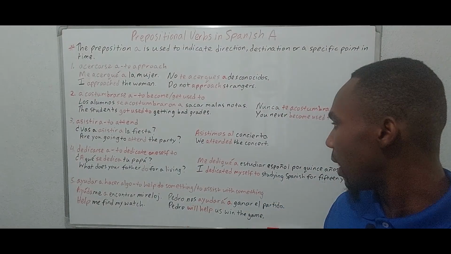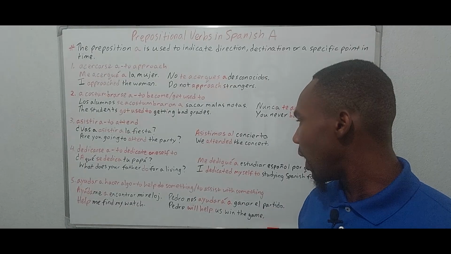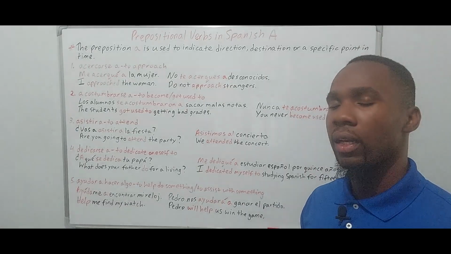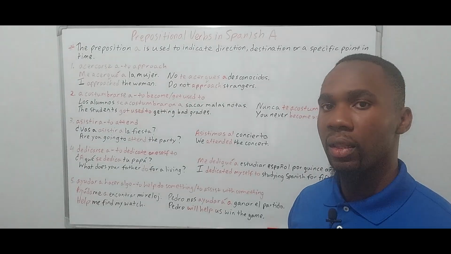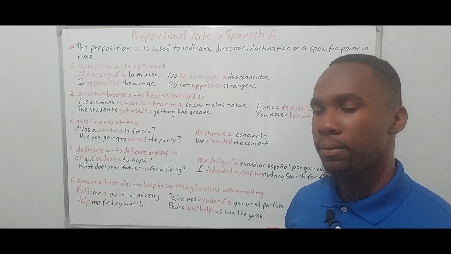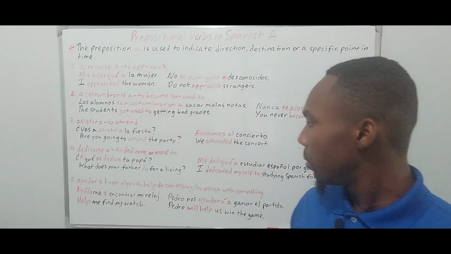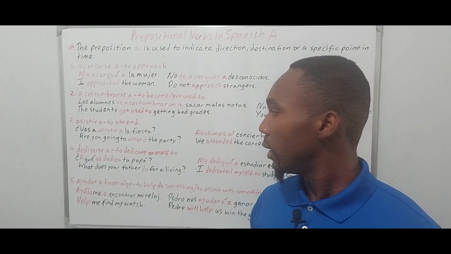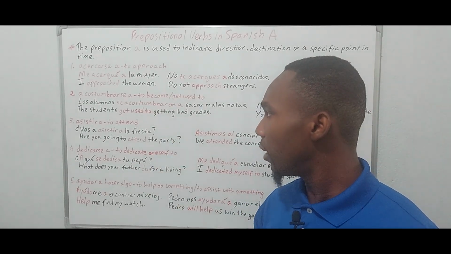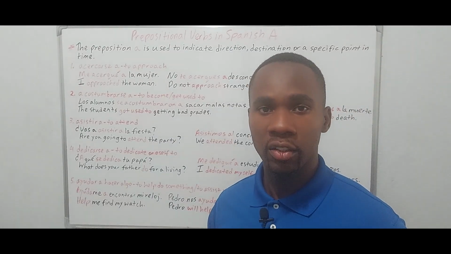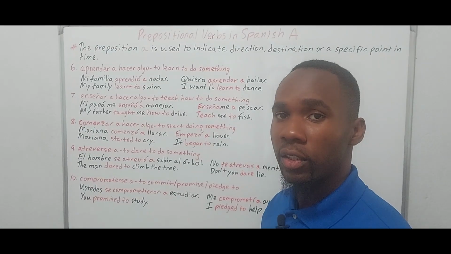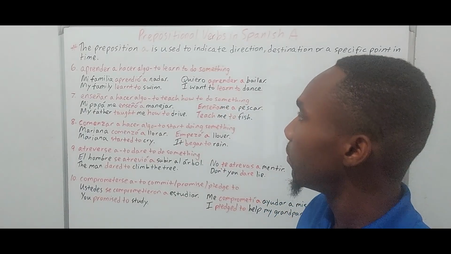And this is just another example. Pedro nos ayudará a ganar el partido. Pedro will help us win the game. Yeah? Muy bien. These are 5 verbs that require a, and we continue. So we continue. All right.